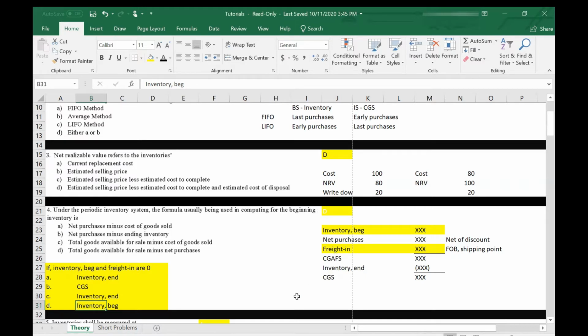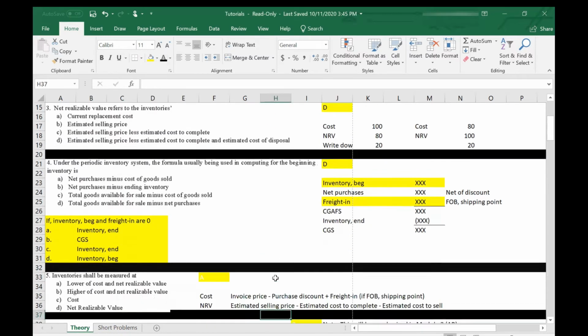Meaning, lahat ng pwede mong mabenta is equal to kung ano yung meron ka at the start of the period and those purchases that you made during the period. So meaning, let's assume that freight in is 0, inventory beginning plus net purchases is equal to cost of goods available for sale. So via transposition, for you to get your inventory beginning, you just simply deduct your net purchases from your cost of goods available for sale. So for this item, the answer is letter D, no? Letter D. I hope that's clear.